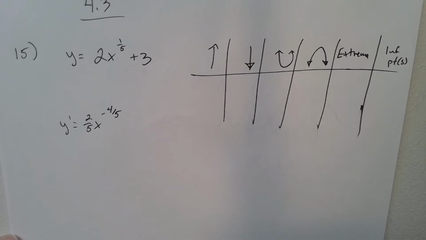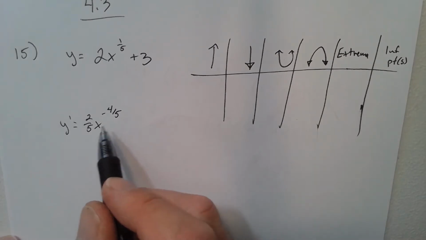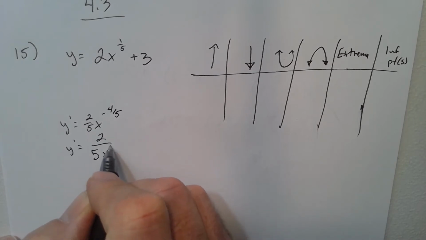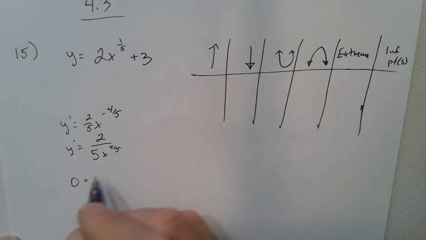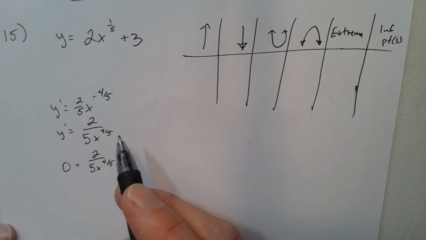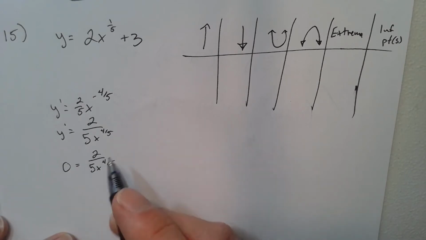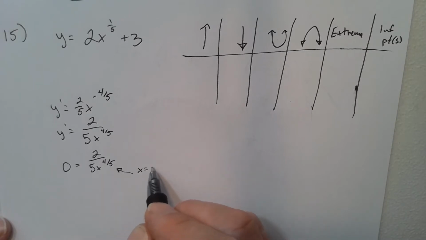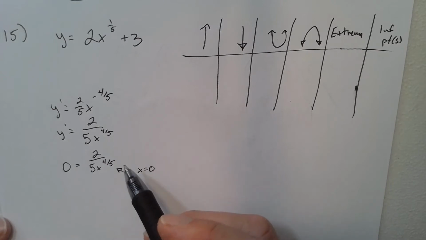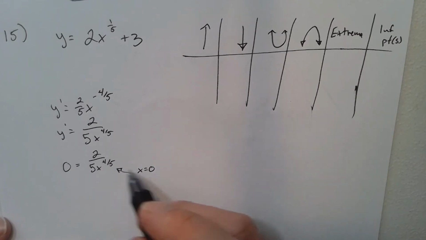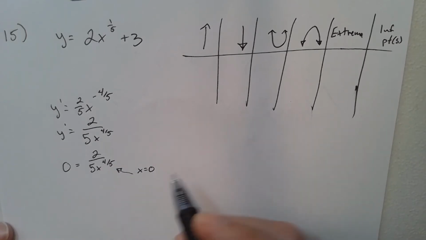Okay. So we have the derivative. Let's find our potential mins and maxes. So it's 2 over 5x to the 4/5. If we set that equal to 0, we're not going to have any solution, because the only way a fraction is 0 is if the top is 0, and 2 doesn't equal 0, so that's no solution. But there is potential for an extrema at x equals 0, because that makes the bottom of our derivative 0, which is undefined. So at x equals 0, something happens there.